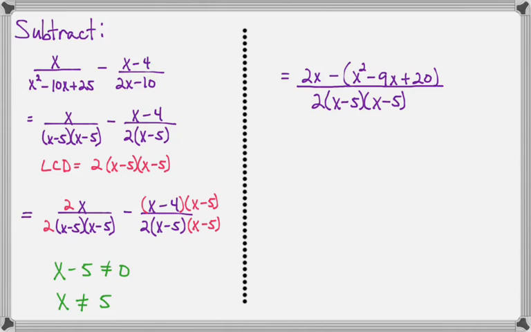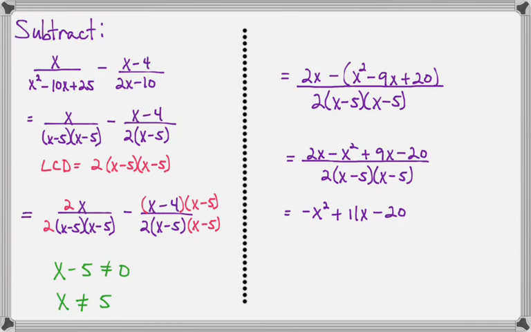Denominator's still the same. Now let's distribute our negative. So we'll have 2x minus x squared plus 9x minus 20. Denominator's still the same. Let's combine our like terms in the top. I get minus x squared plus 11x minus 20, because all I did here was 2x plus 9x is 11x. Denominator stays the same. Now if we could factor that top, we would do it. That top will not factor.